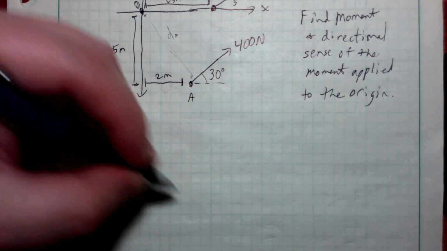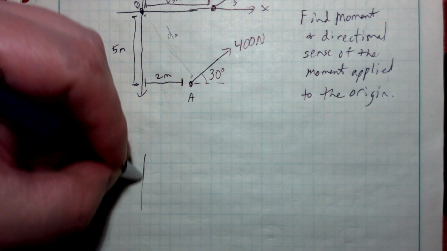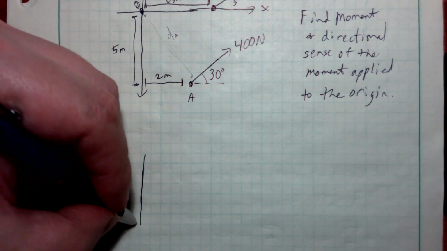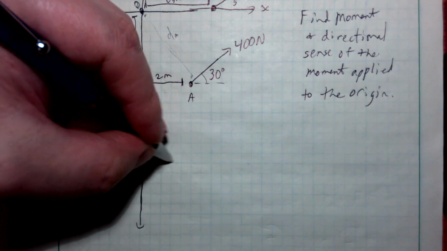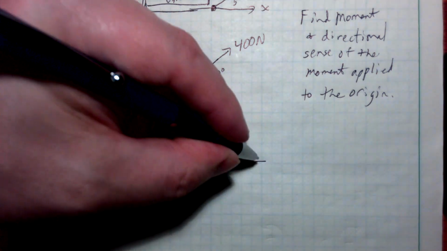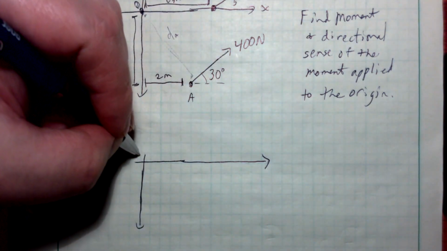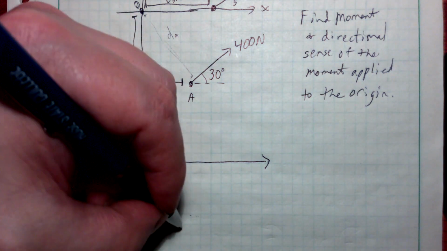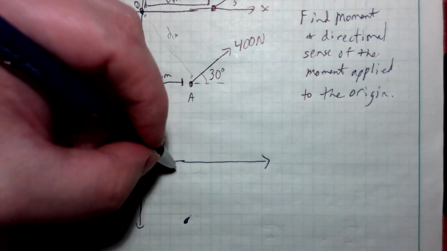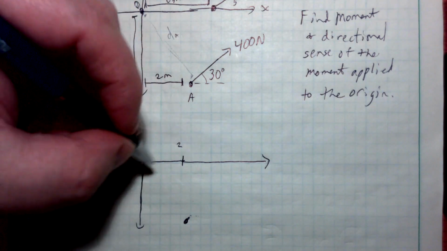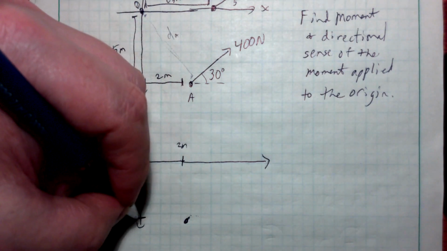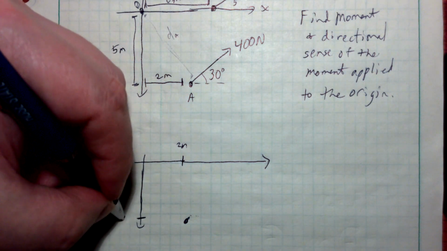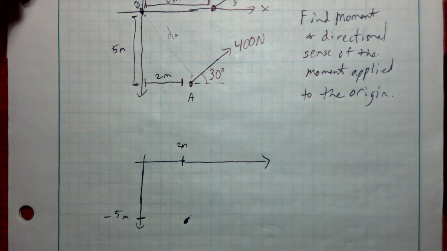If you take a look at point A out here, what I'm going to do is draw this with the forces resolved. And I think you'll see why this is a little bit easier. So if I draw this with the forces resolved, point A is down here at, again, 2 meters on the x, and 5 meters down here in the negative y direction.